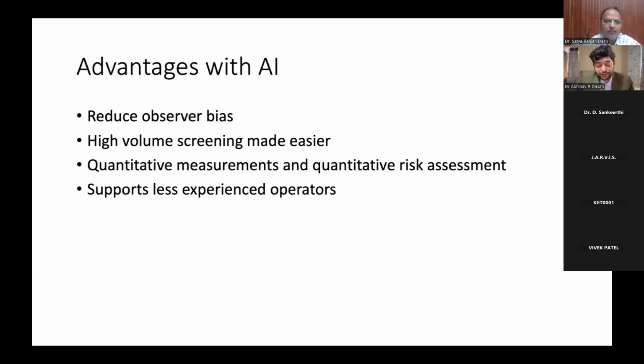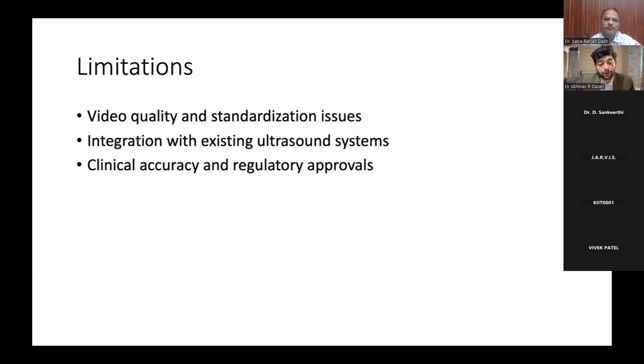And what are the advantages with integration of AI? As I told, it reduces the observer bias and high volume of patients screening could be made easier. Quantitative measurements can be taken instead of qualitative. Numbers are easier to interpret always. And in cases of a peripheral hospital or a doctor who is staying away from the city, they have less experience and less support. This AI integration can help them to reduce their workload.